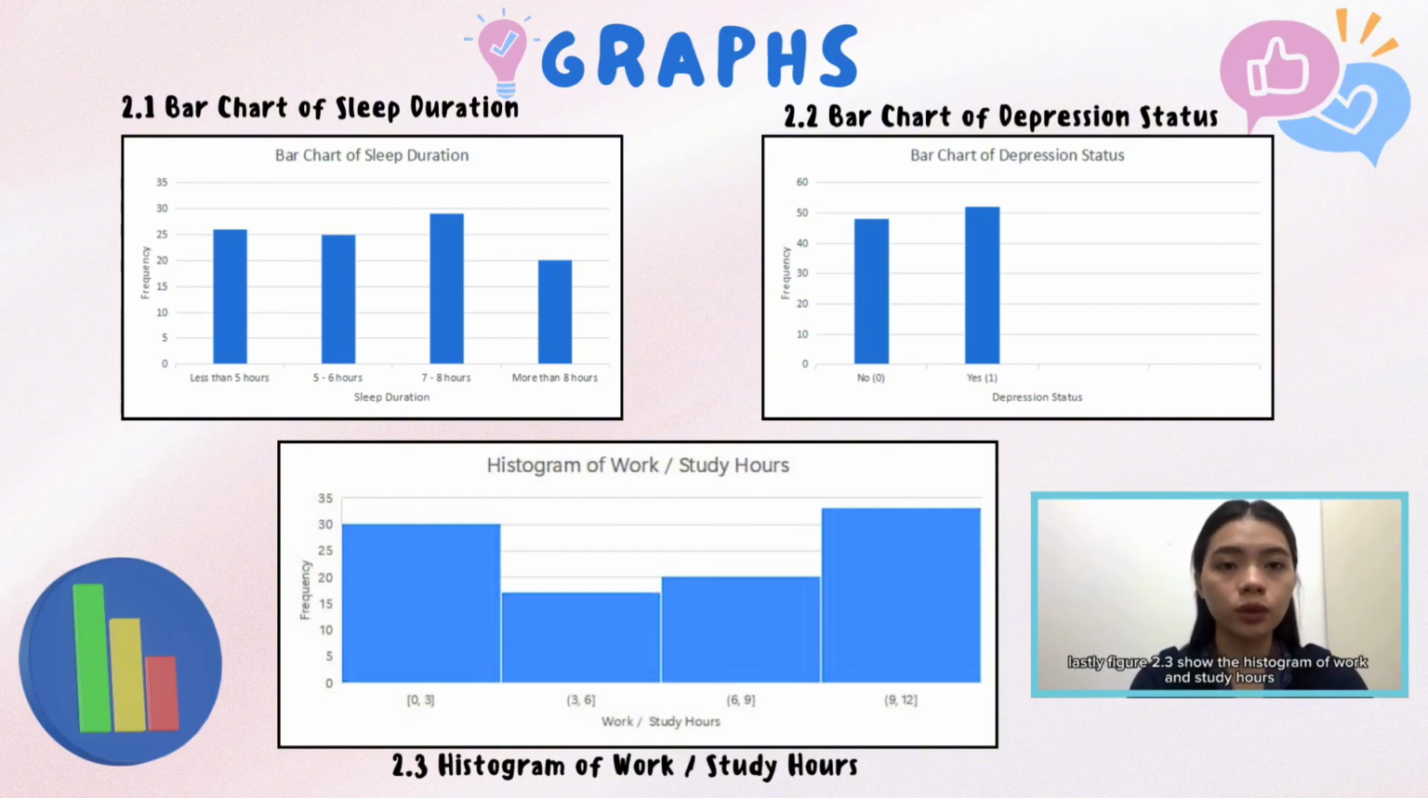Lastly, figure 2.3 shows the histogram of work and study hours. A histogram was created because work and study hours is a numerical variable. The histogram illustrates the distribution of student work and study hours and provides an overview of how the data are spread across different values. From the histogram, we can see 10 hours has the highest frequency followed by 11 hours while 5 hours has the lowest frequency.